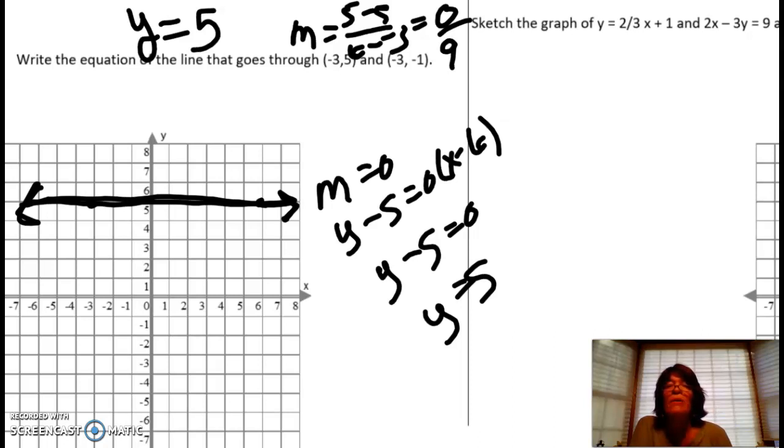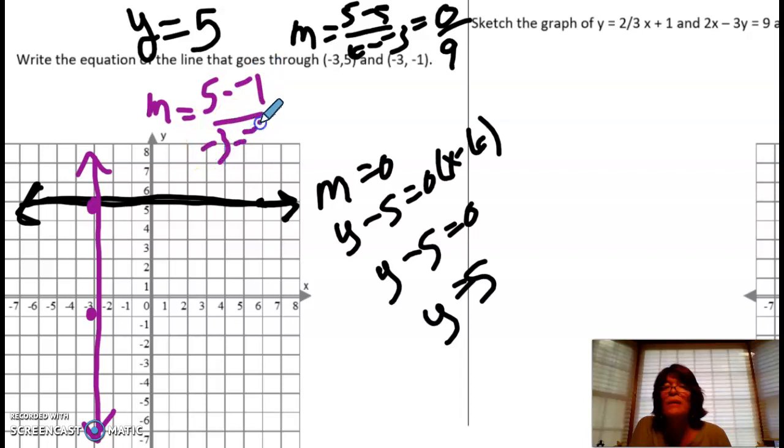Okay, now we also have the other side of it. What if it went through (-3, 5), the same point, but then (-3, -1)? Well, that line is vertical. And when I try to find the slope of that, 5 minus negative 1 over negative 3 minus negative 3, undefined slope. Okay, I can't use slope-intercept form. I can't use any of the forms. I don't have a slope. Okay, the slope is undefined, not 0.